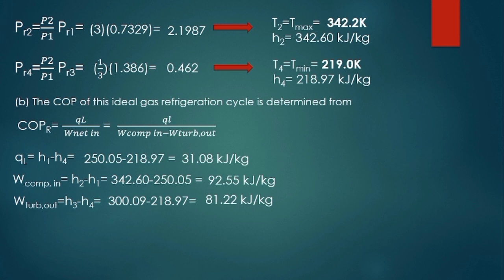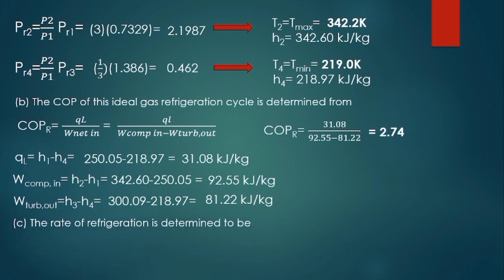Since we already have the Q sub L, or specific heat Q sub L, and work compressor in and work turbine out, we're going to compute the COP of the refrigerator. So our Q sub L, which is 31.08 kilojoule per kilogram, over 92.55, which is work compressor in, minus the work turbine out, which is 81.22 kilojoule per kilogram. Our COP refrigerator is 2.74.